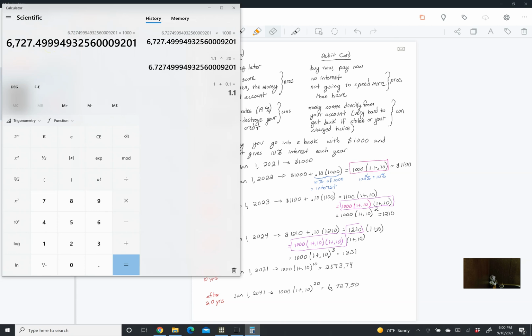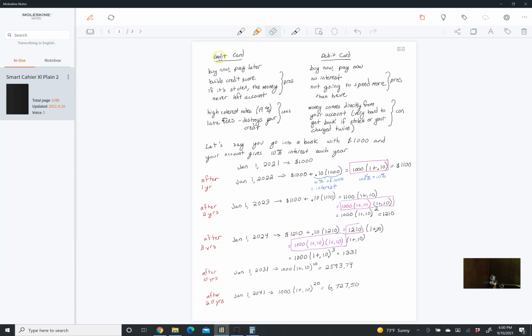Notice we round to dollars and cents. That's because we are dealing with money. So I'm going to put that in here because a lot of people forget that. So round to the nearest hundredth, because we are working with dollars and cents.